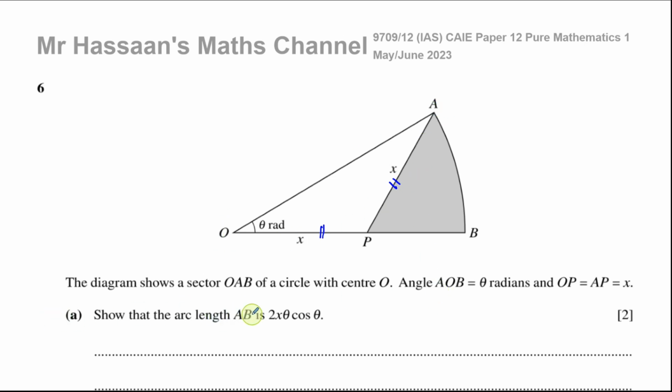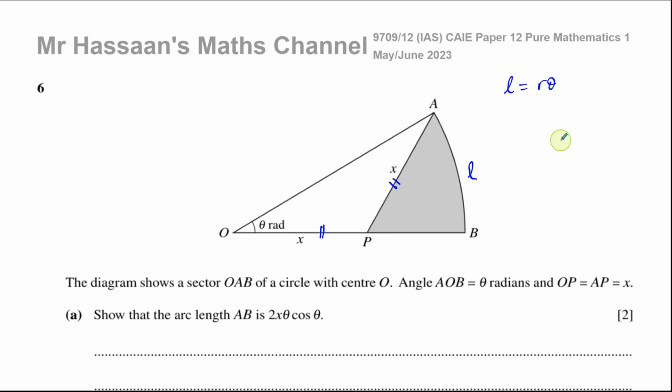Show that the arc length AB is 2x theta cosine theta. Okay, so the arc length is this length over here. That's the arc length, and that's what we have to find. And we should know from our formulae for sectors of circles that the length of the arc of a circle is given by the formula r theta.